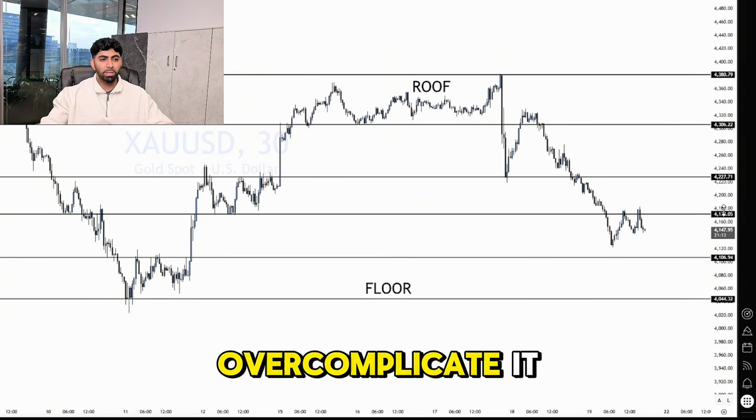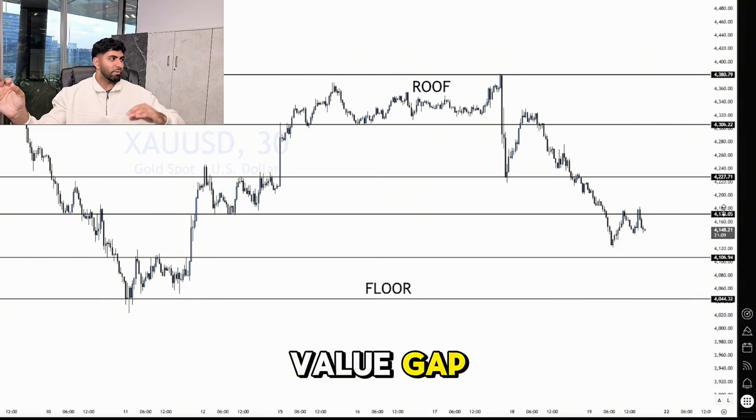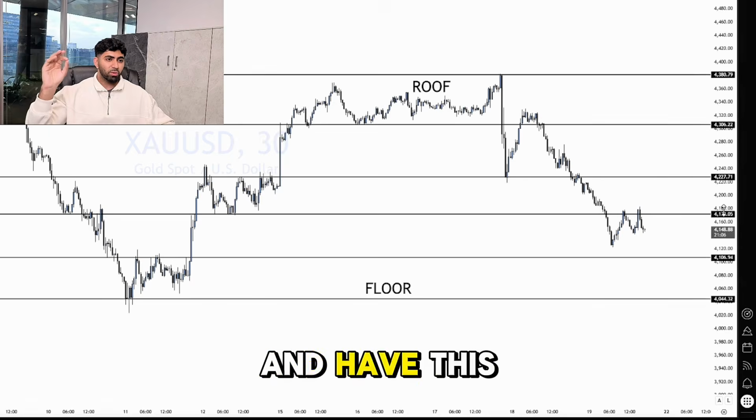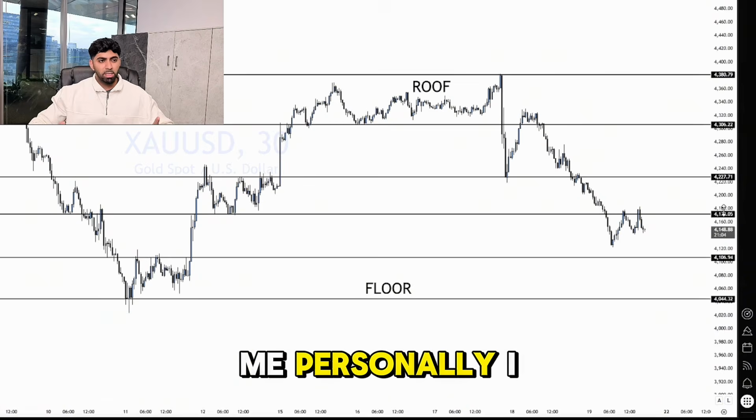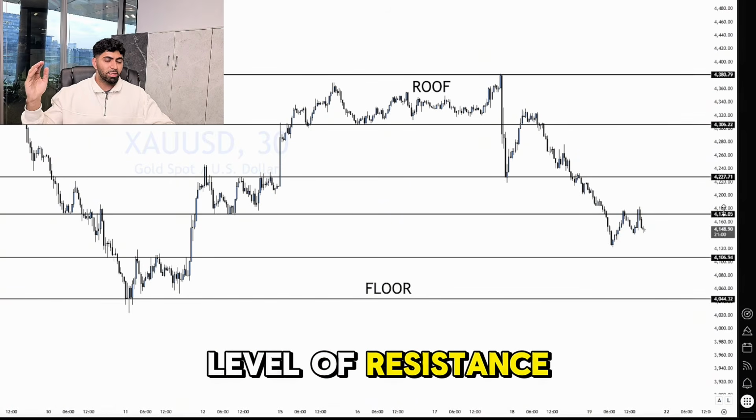There's no need to go and overcomplicate it and draw in 500 lines on your chart and have this fair value gap and have this inverse fair value gap and have this order block and this and that. Me personally, I just like it to be simple, straightforward, level of support, level of resistance.